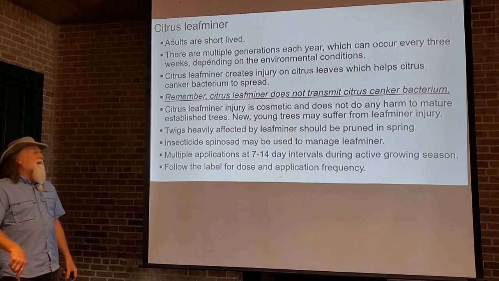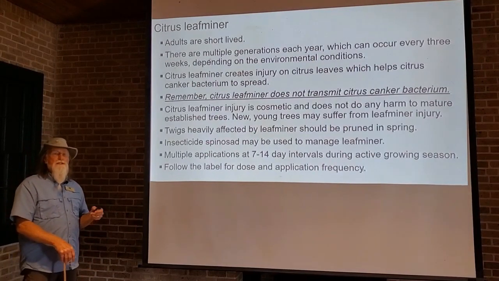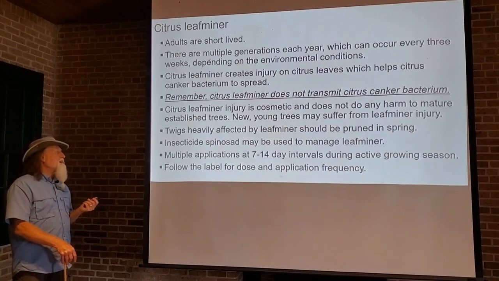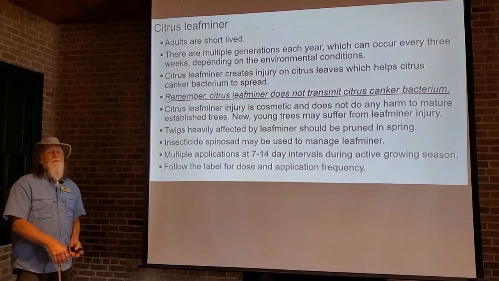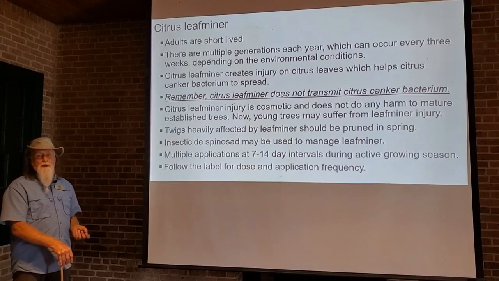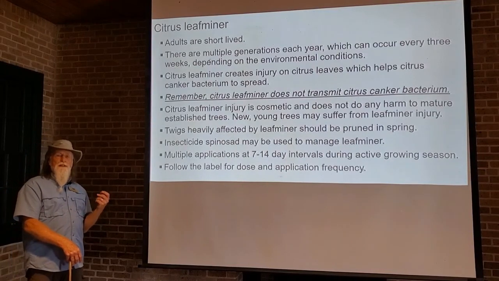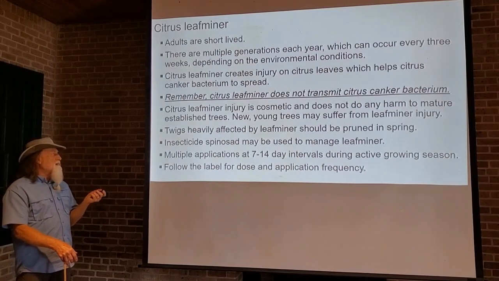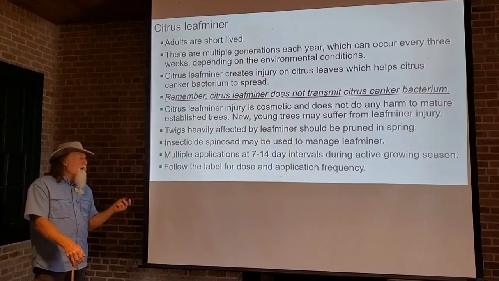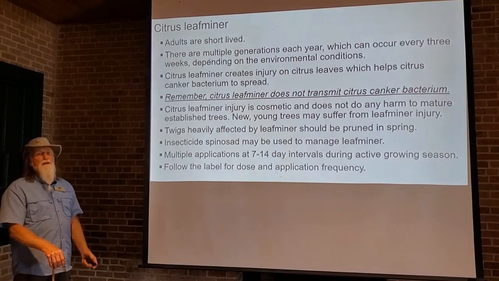Now if you do want to control the leaf miner, if you just want your tree to look really clean, eliminating that cosmetic damage, you can use spinosad, which is an organic insecticide, and it can be used to manage leaf miner. You will need multiple applications of this product to get good control, about every week to 2 weeks, 7 to 14 days, during the active season for the leaf miner. And all that will be on the label for you when you buy your product. Now remember, the label is the law on pesticides, so read the label and follow the label's directions.